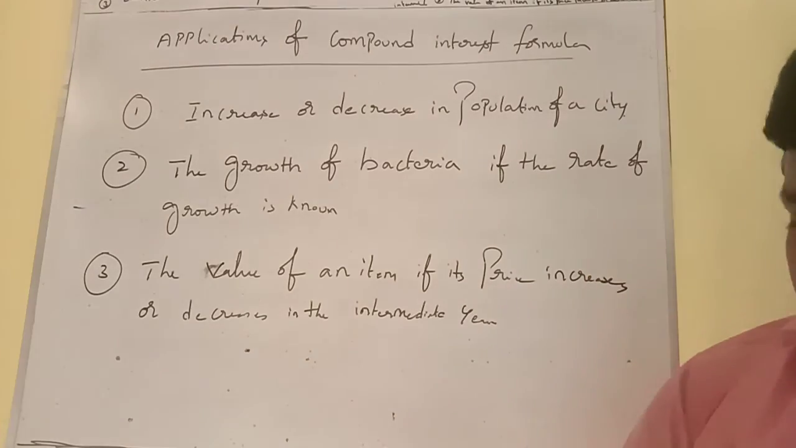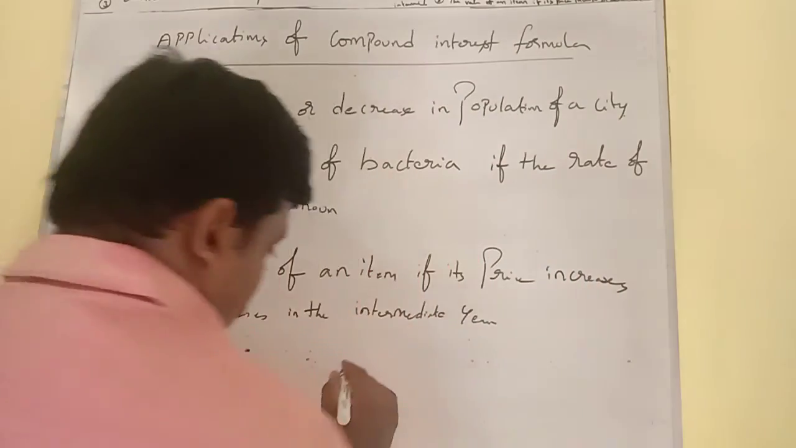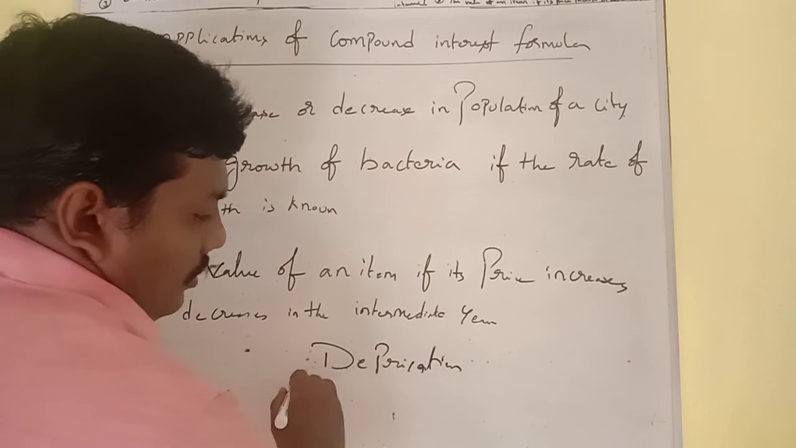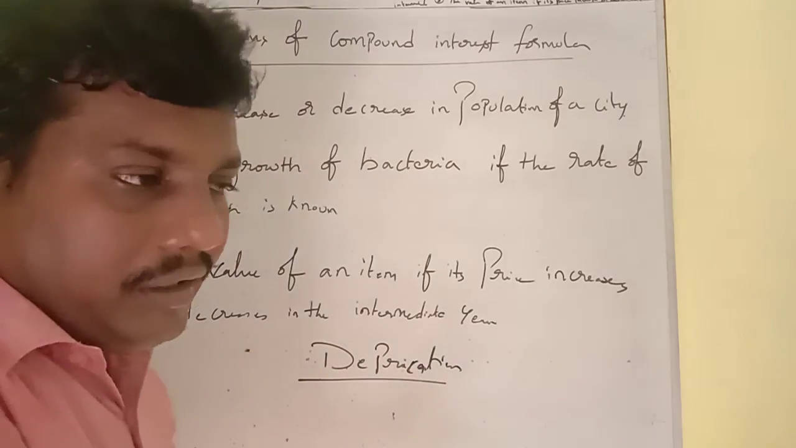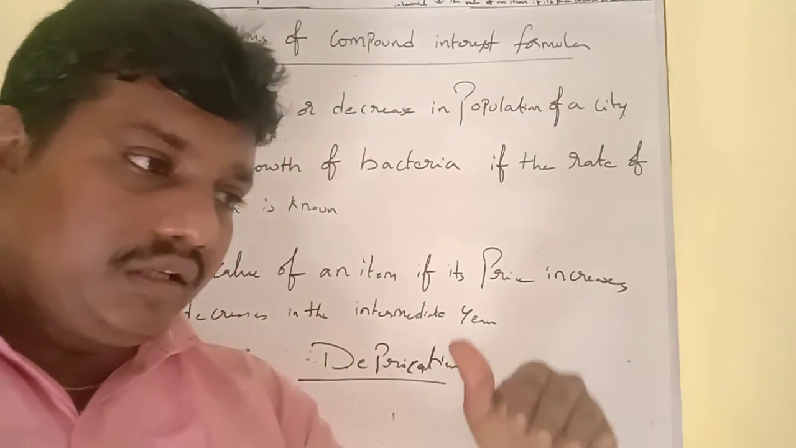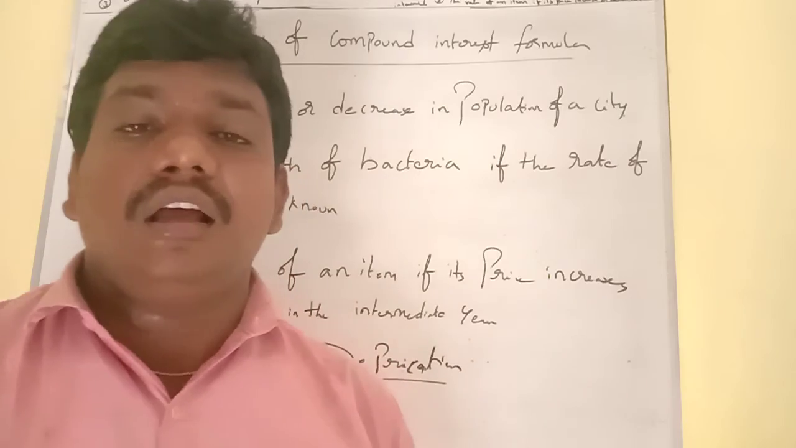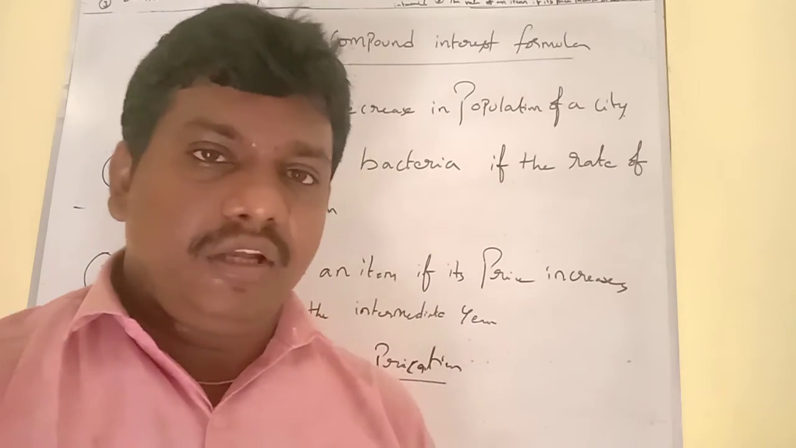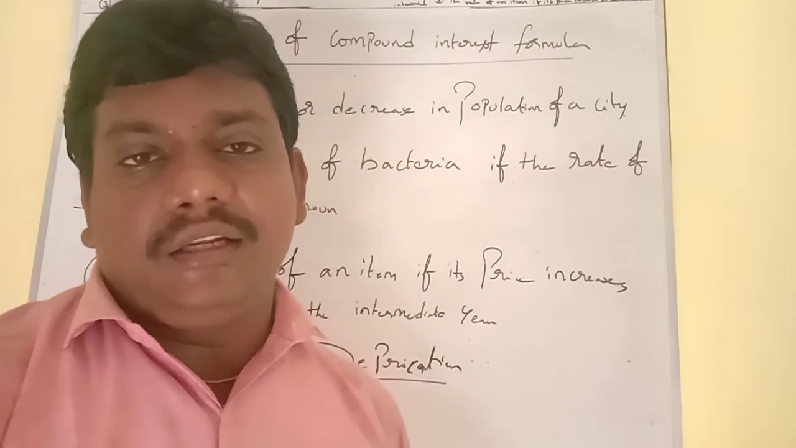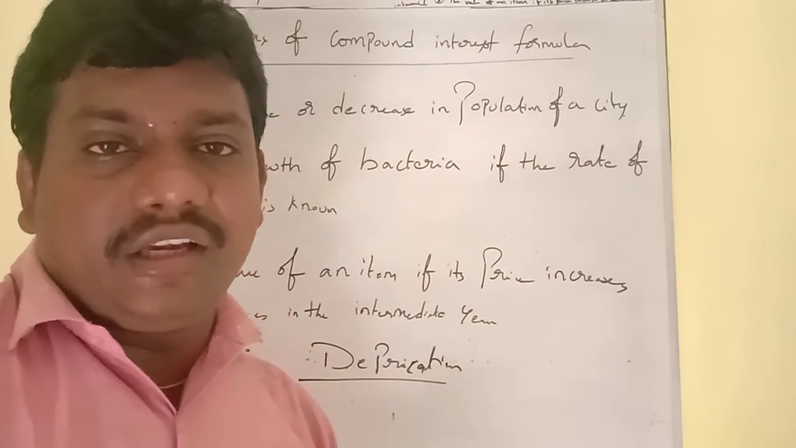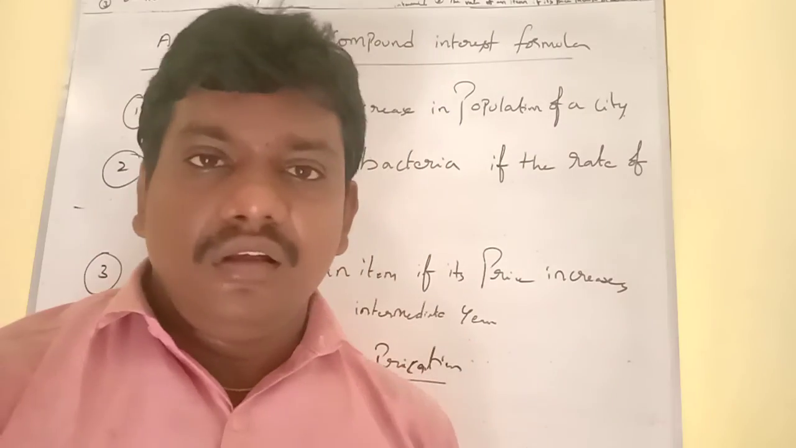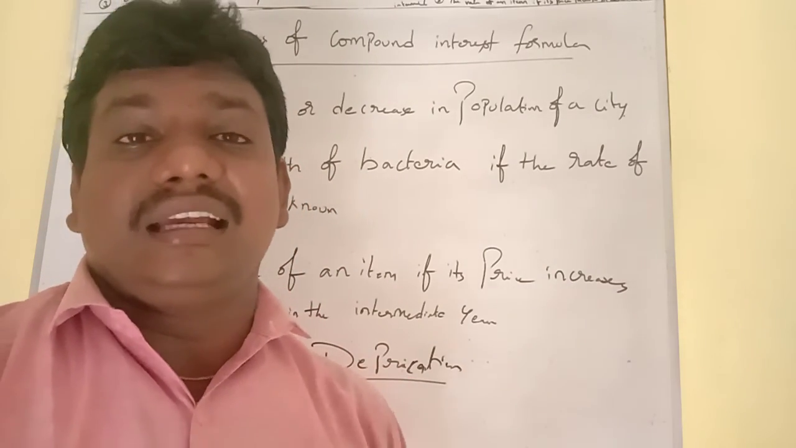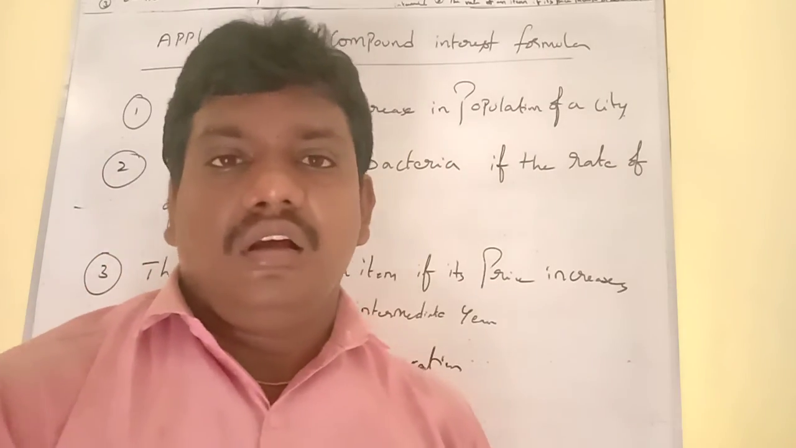What is depreciation? Depreciation is a very important concept. Depreciation is nothing but the reduction of the value by the usage and age of the item. By the usage or age of the item, the value decreases. That is called depreciation. Suppose you bought a TV, then obviously after 5 or 6 years the value will be reduced. That applies to a second-hand TV or vehicle or a house.